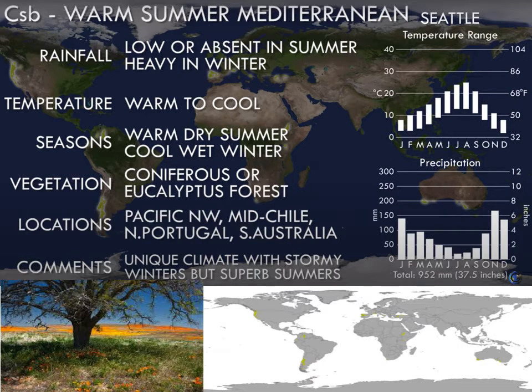Then it is CSB, warm summer Mediterranean. It lies on the continental western coast, experiences a warm but dry summer and usually heavier rainfall in the winter. During the less harsh summer, natural vegetation is usually coniferous forest. You may be able to see that. And it also includes the redwoods of California, which are the tallest in the whole world.